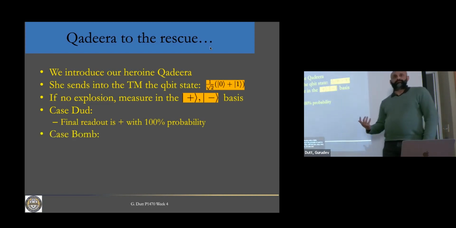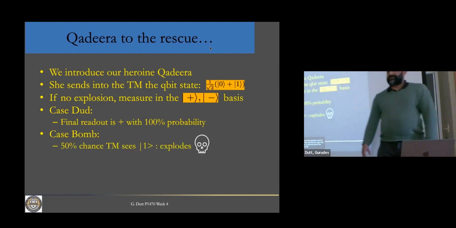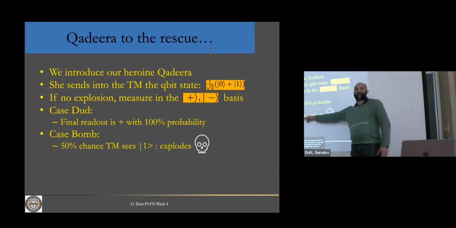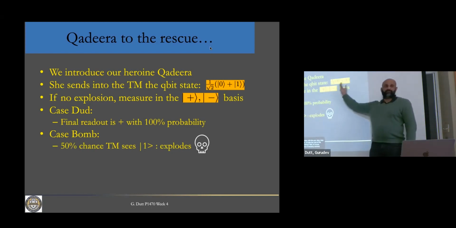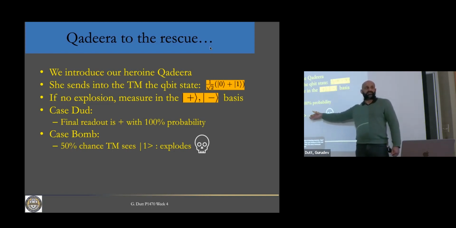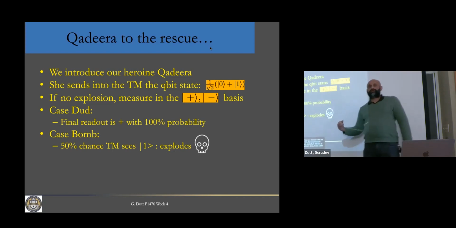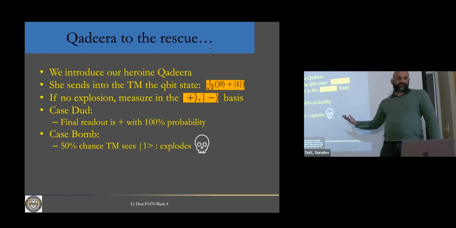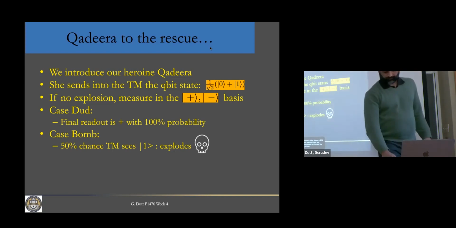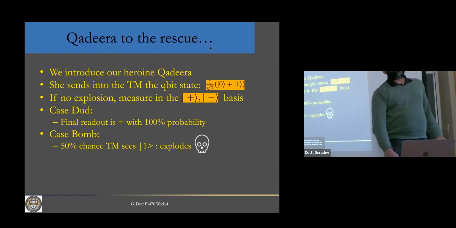Now we take the case of the bomb, or the working Turing machine. Well, of course, there's a 50% chance the Turing machine sees that 1, right? When you measure in this 1 state, it's going to blow up. When it measures along the 0 and 1 basis, basically in this case, that's what the Turing machine is doing, it has a 50% probability it sees the 1 state, and therefore it'll cause an explosion. So in 50% of the cases, we are going to have an explosion. Okay, so far, not much progress.